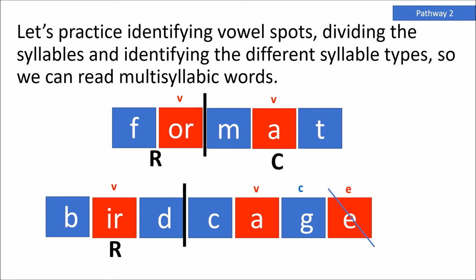The second syllable contains the vowel consonant silent E pattern, making it a VCE or vowel consonant silent E syllable. I know that when there is a VCE silent E pattern, that the first vowel is a long vowel, and so it says the name of the letter. And so in this second syllable, the A is going to say A. So I would read this second syllable as cage. When putting these two syllables together, I would read bird cage.